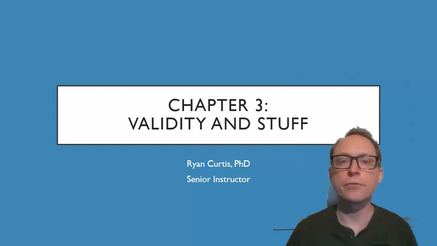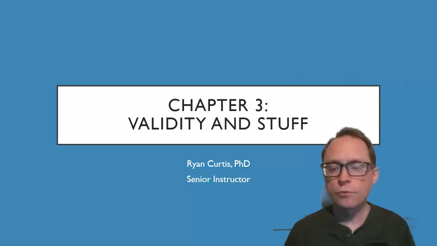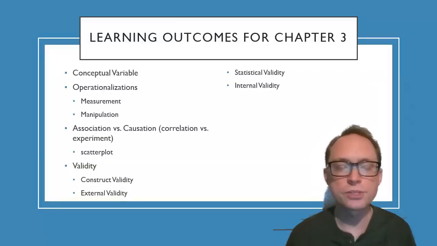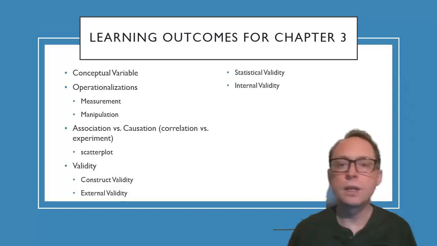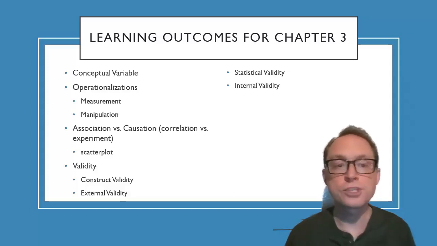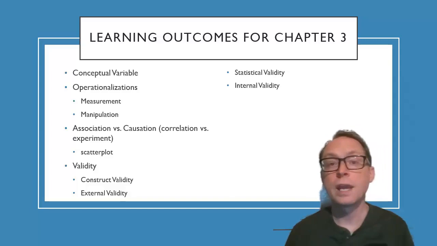We're going to talk about a few different things regarding the basics of how studies are set up and basic kinds of validity. The first part of this is going to be ideas of conceptual variables and operationalizations, and then association versus causation. We're going to get into validity in the second part of this. We need to first talk about these basic ideas of what a conceptual variable is, what an operationalization is, and then the purpose of the studies. Then we'll get into different kinds of validity and testing these.